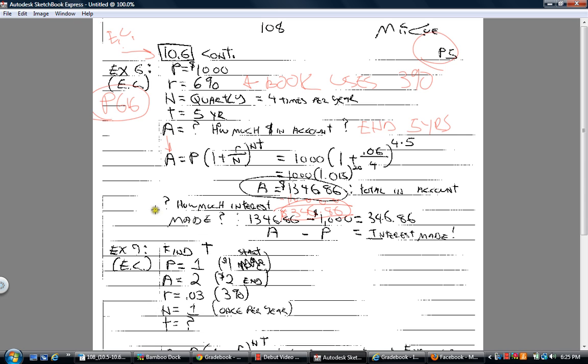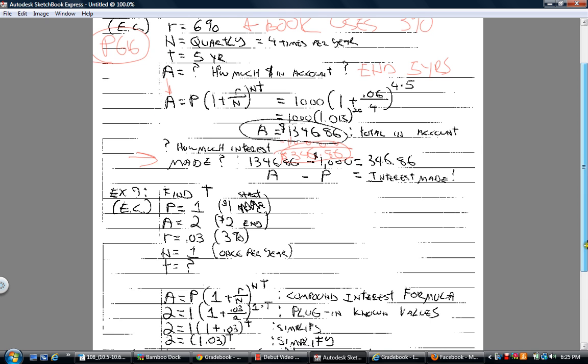As you can see, the question was how much money did you make. I've already answered that, and you can see that's the amount. A was the total amount in the account, minus the principal you put in. That difference is the interest made. Okay, let's keep cruising here.